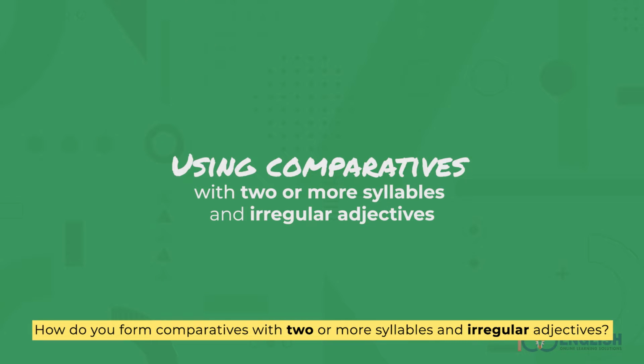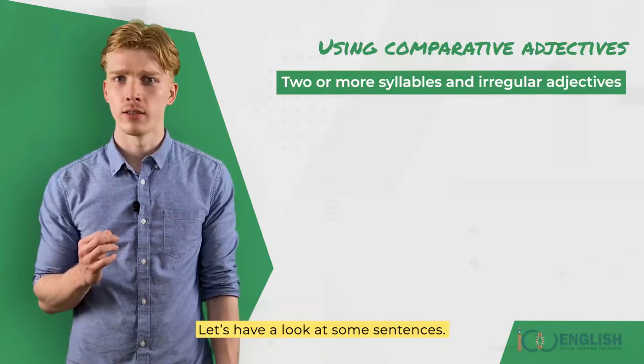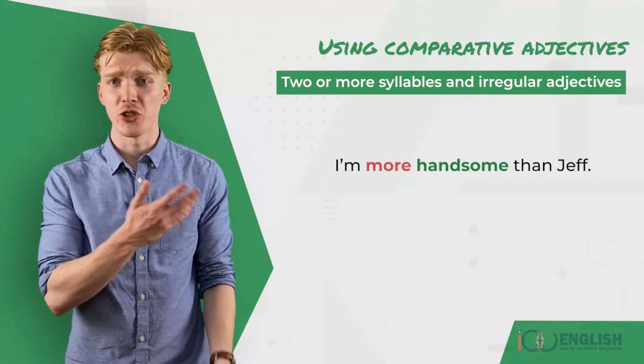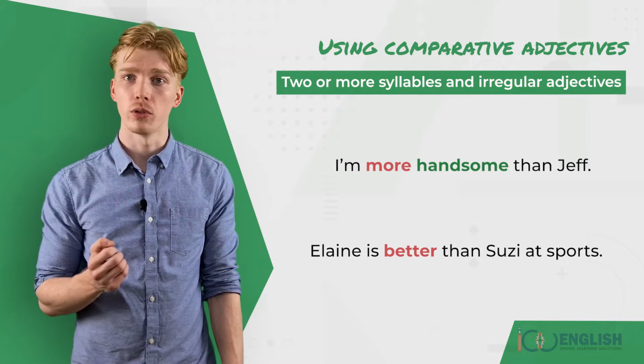How do you form comparatives with two or more syllables and irregular adjectives? Let's have a look at some sentences. I'm more handsome than Jeff. Elaine is better than Susie at sports.